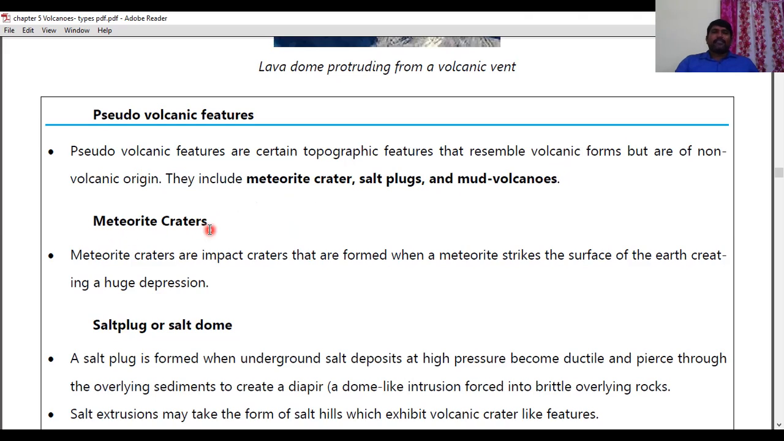What are meteorite craters? Meteorite craters are impact craters that are formed when a meteorite strikes the surface of the earth, creating a huge depression or basin-like shape, which is called a meteorite crater.